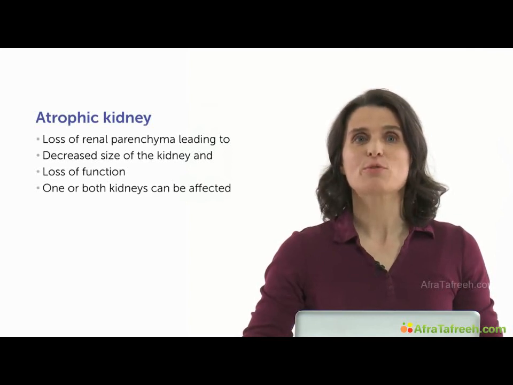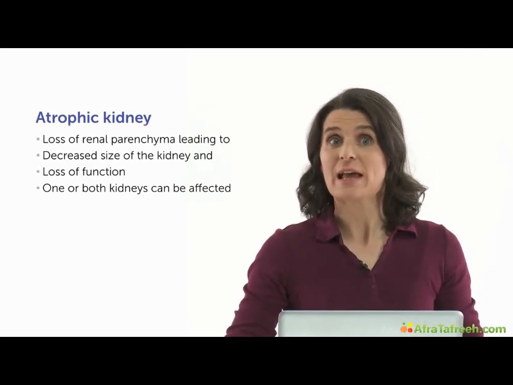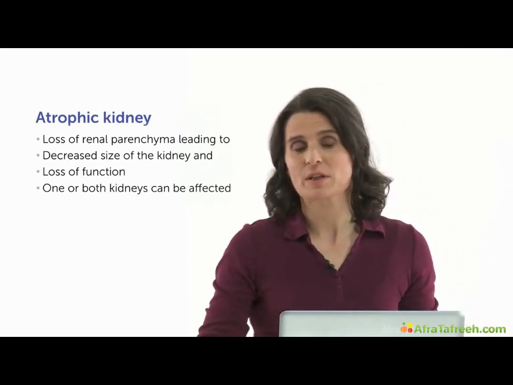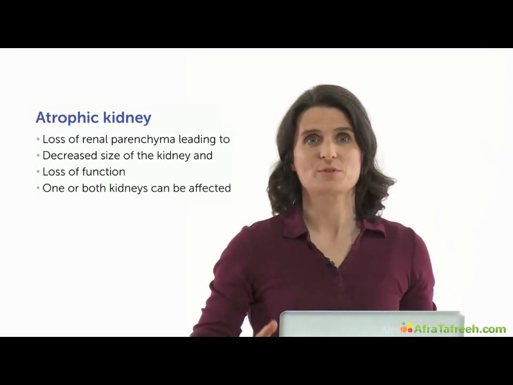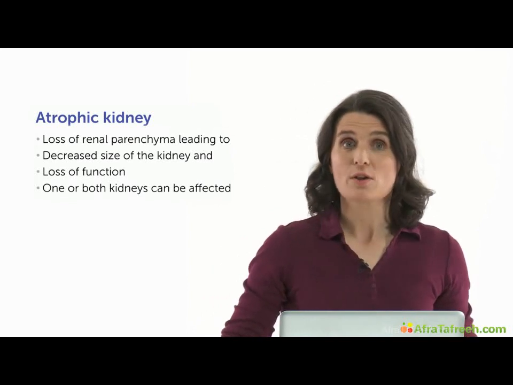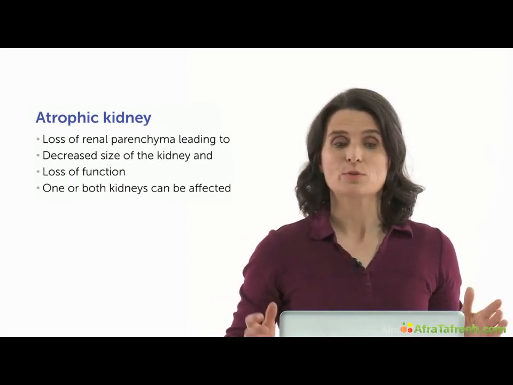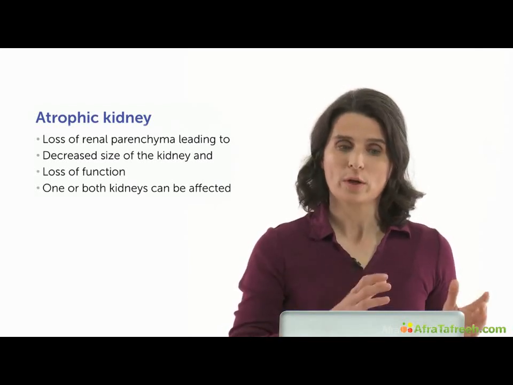Our next chapter will be the degenerative changes of the kidneys, the atrophic kidney. Apparent degenerative changes of the kidney frequently occur in chronic kidney diseases, which occur worldwide, especially in elderly people. The underlying cause can be, for example, hypertension, cystic kidney disease, or diabetes-induced kidney diseases. In an atrophic kidney, we see a loss of renal parenchyma that leads to decreased size of the kidney and also to loss of function. And one or both kidneys can be affected.